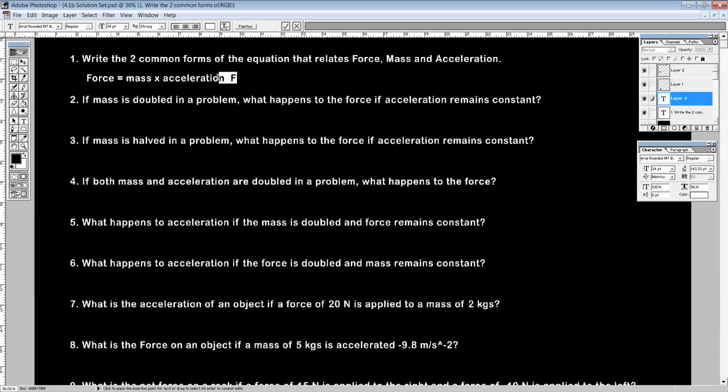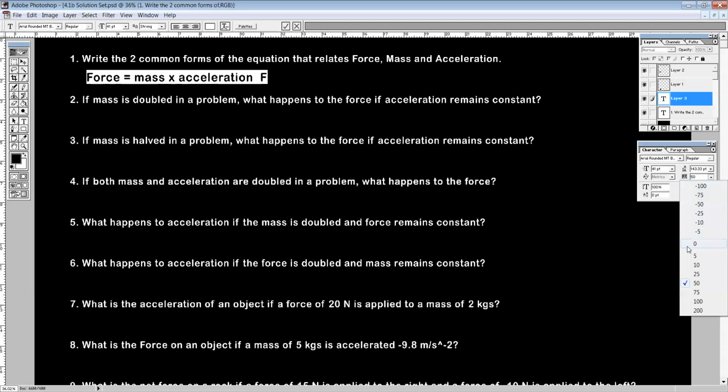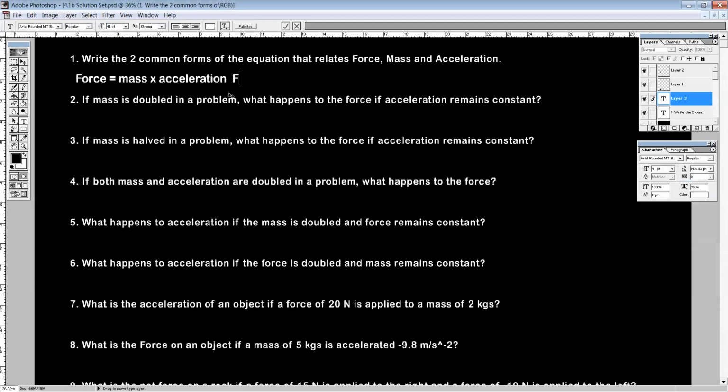And let's go a little bit bigger today, a little bit bigger. There we go. All right, and let's change our spacing. I was doing a little bit of other work earlier.